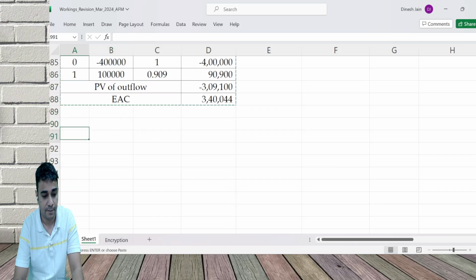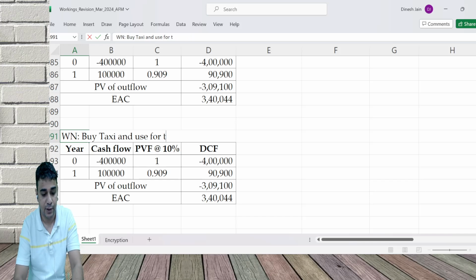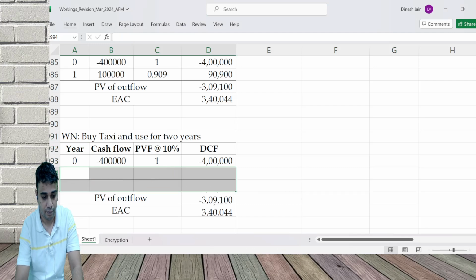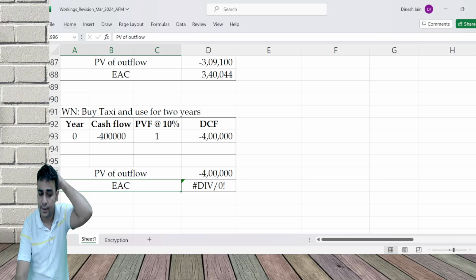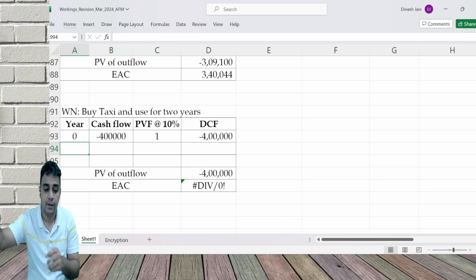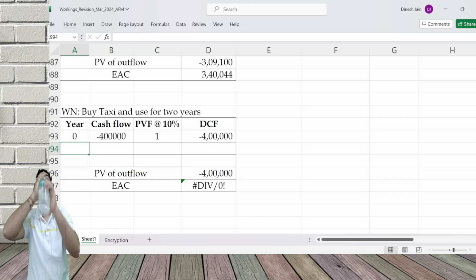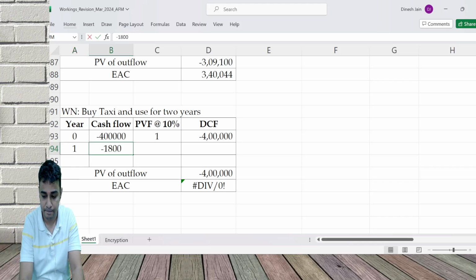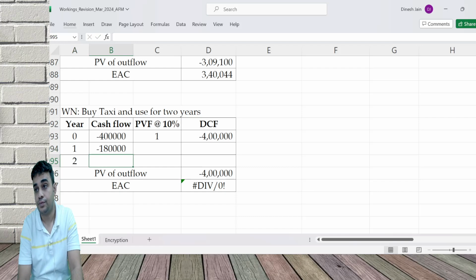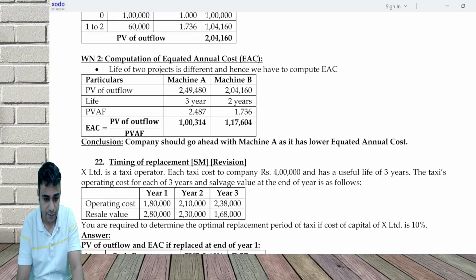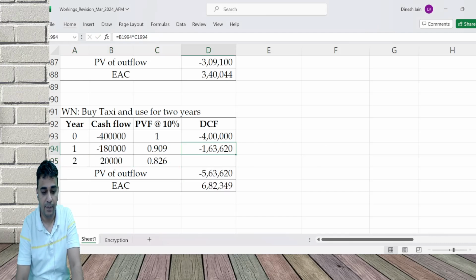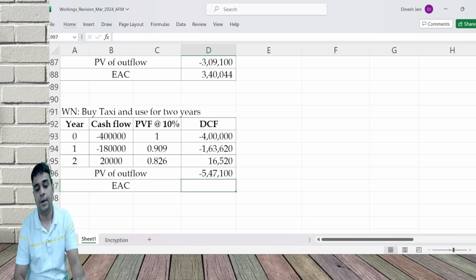Buy taxi and use for 2 years. Year 0 negative 4 lakh. Year 1 is how much? Negative 1 lakh 80. Year 2, negative or positive? Positive 20,000. Divide by 2 year annuity factor.